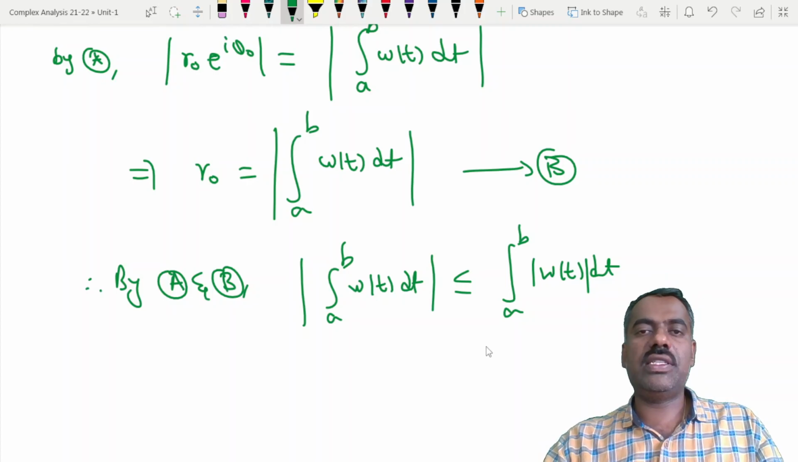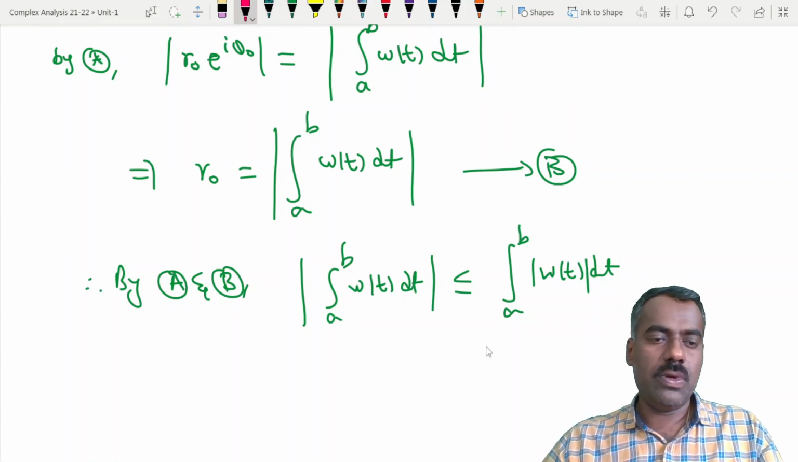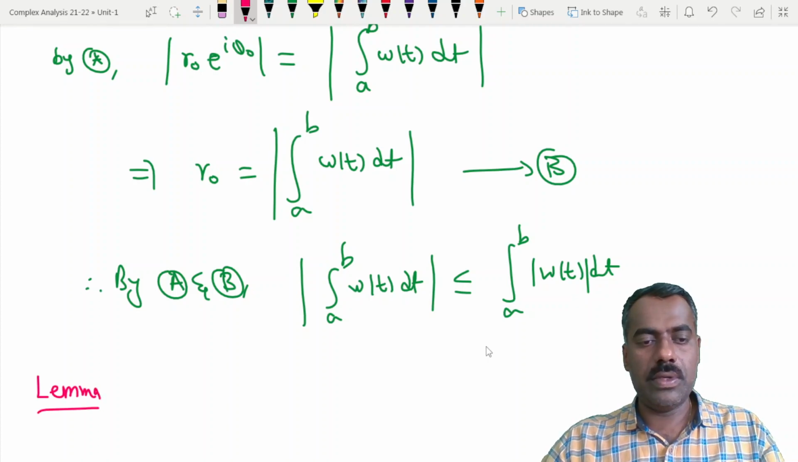Now using this lemma, we can prove a result, which you can call the ML inequality.